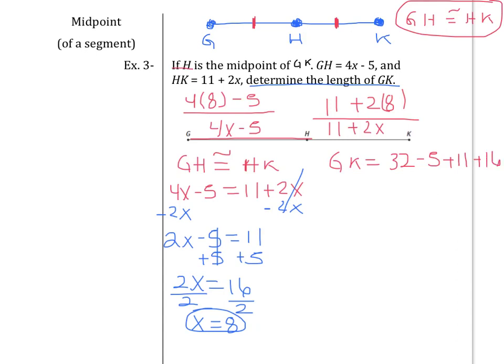So then this equals 32 minus 5, that's 27. 11 plus 16, that's again 27, and that's because of the midpoint. So as you can see, the two segments are equal. Each one of them is 27. So 27 plus 27, that gives us 54. So the length of segment GK is 54.